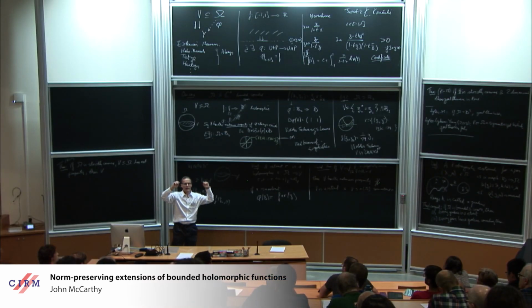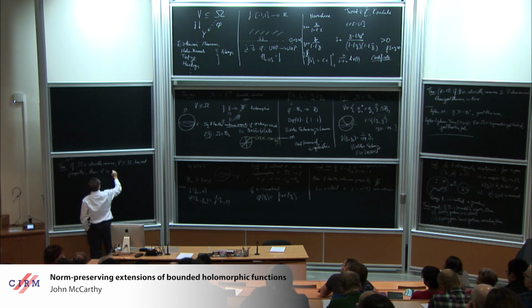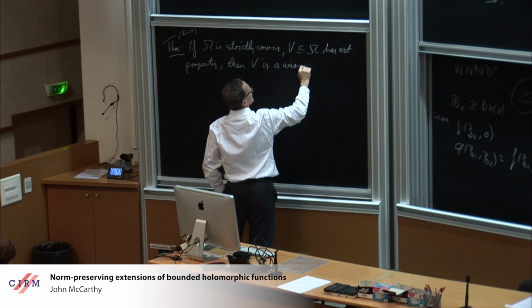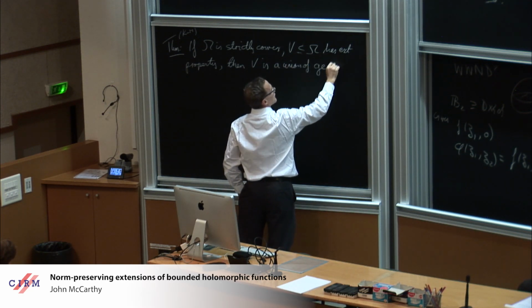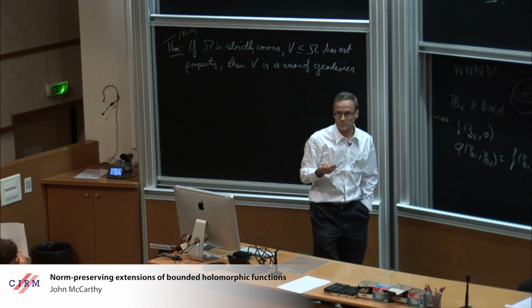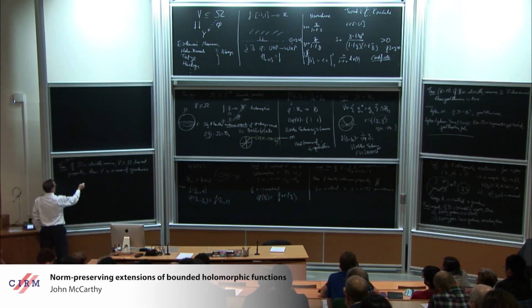If you take any 2 points in V, the whole geodesic containing them has to be in V. And V is a union of geodesics. It's called geodesically complete. And the argument for the proof of this kind of goes as follows.